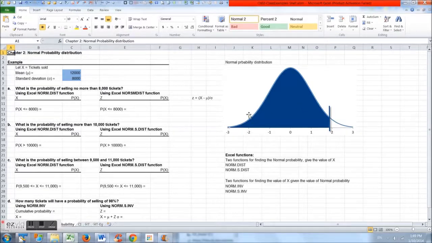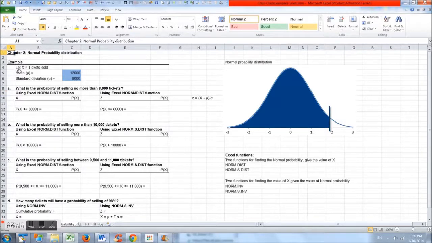Now the two other functions are used to find the value of x given a normal probability. Suppose you are given 80% or 90% as the probability. What is the x value corresponding to that probability? That question is answered by these two functions. Notice the ending. For probability, the ending is .dist. For finding the x value, the ending is .inv. Okay, let's look at the example now.